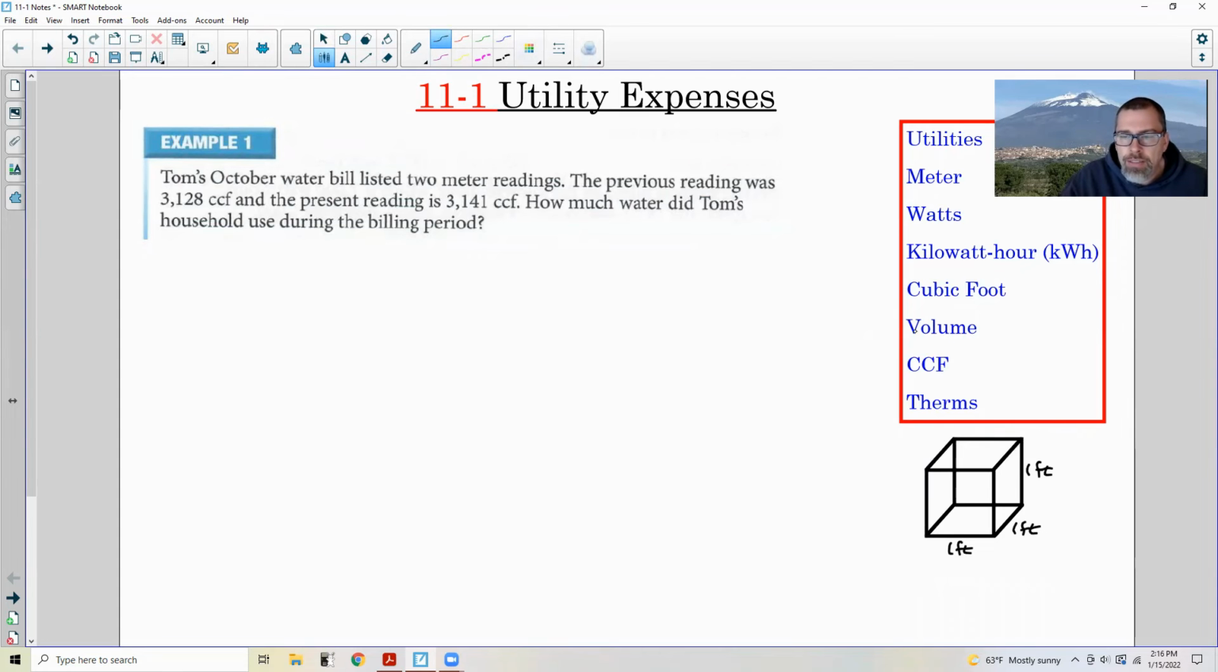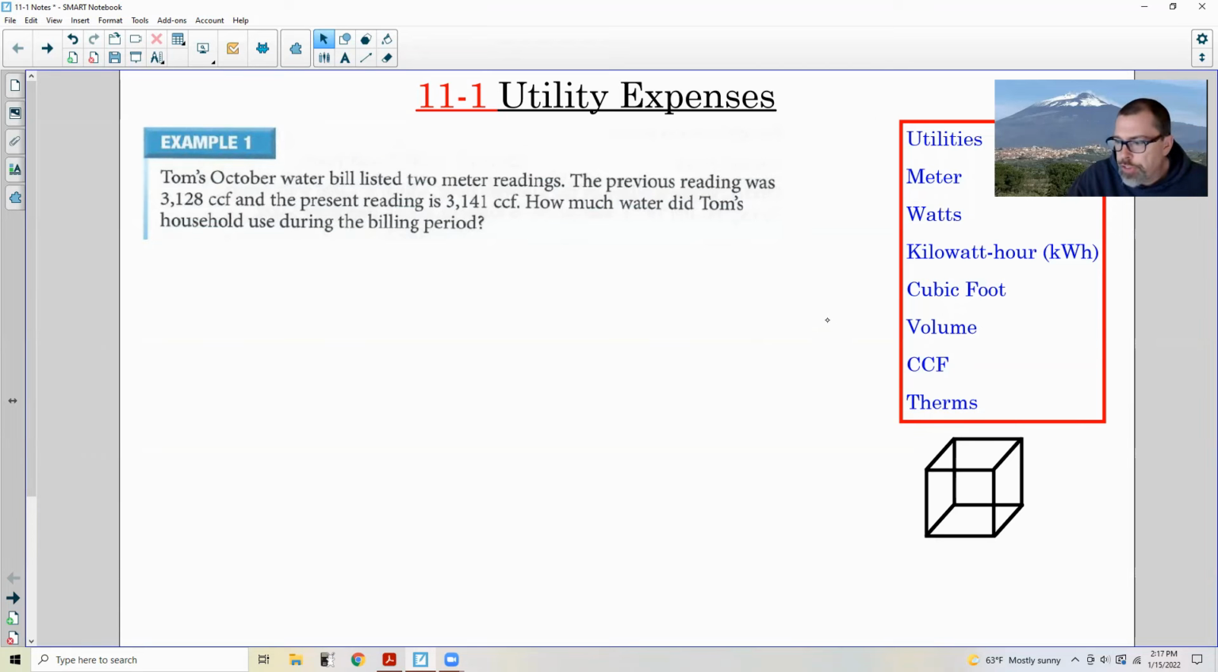And CCF. CCF is 100 cubic feet. So CF would be cubic foot, and they're using C for 100 because in Latin, or like in Italian, 100 is cento. So C, 100, cento, 100 cubic feet. So C, just think of that as 100. Or if you're in the medical field, a C would be 100.